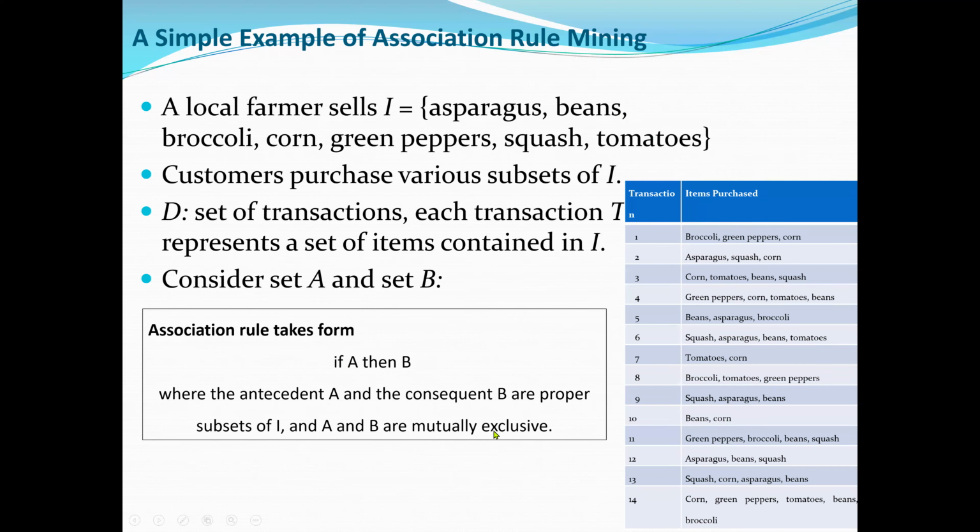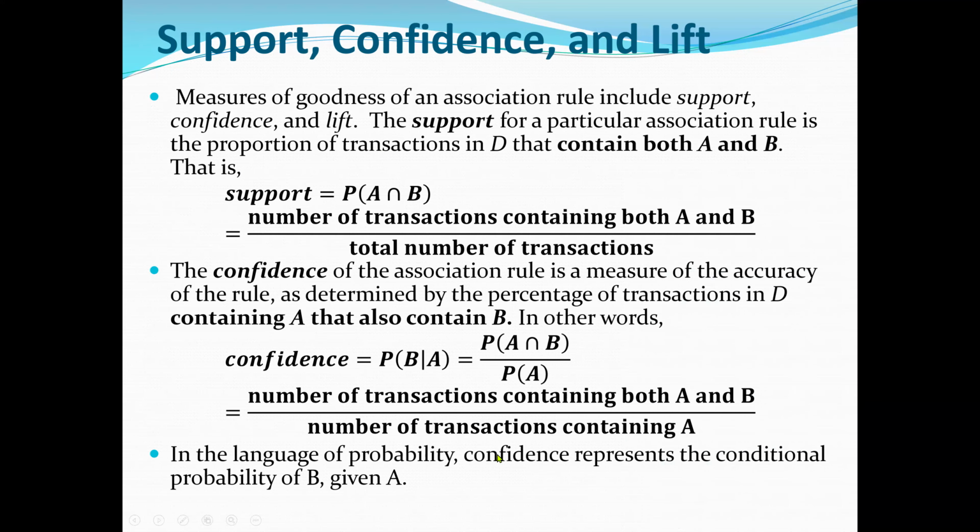A and B must be mutually exclusive, which means we can say, okay, if a customer buys broccoli, corn, and green pepper, then he buys beans and tomatoes. That is good, because A and B are mutually exclusive. So now we know what association rules look like, if-then rules. Now, how do we generate the rules?